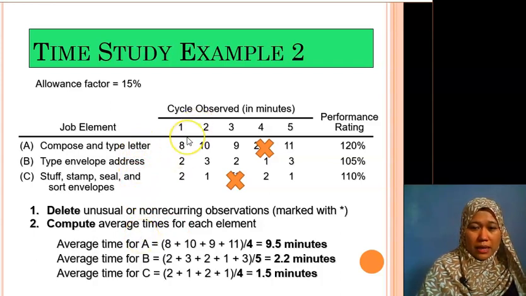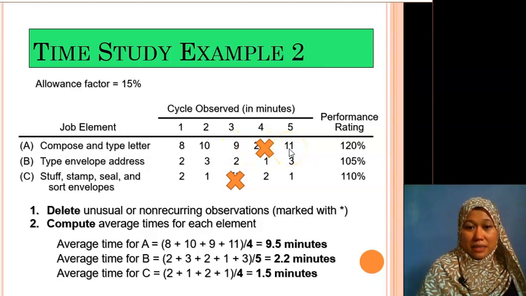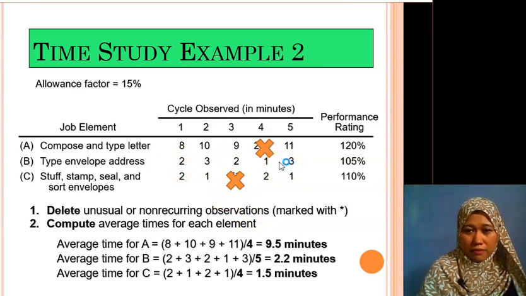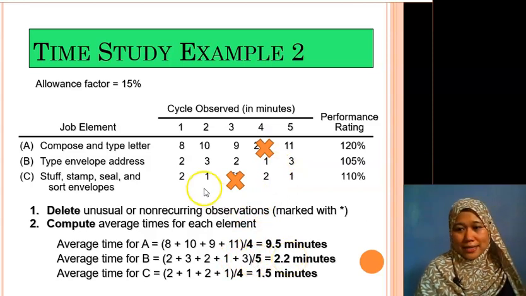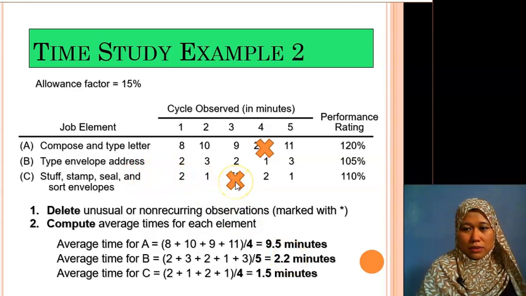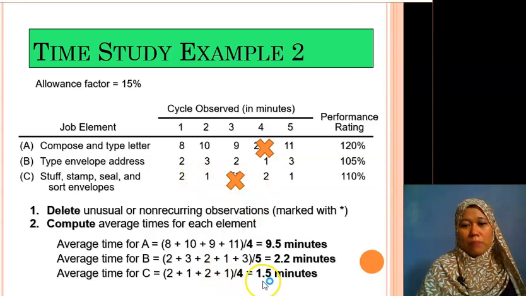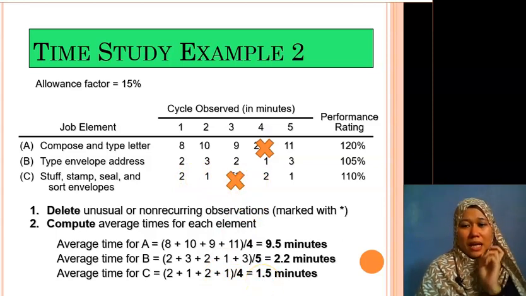Okay, for task A we have 8 plus 10 plus 9, this one is not included, and plus 11. Since it's an average, we divide by 4, because only 4 data points are valid. For task B, we add all of these and divide by 5. We got 2.2. For task C, 1 is not included, so we have 4 data points, and we divide by 4, so we have 1.5. So we have already done the average OT.